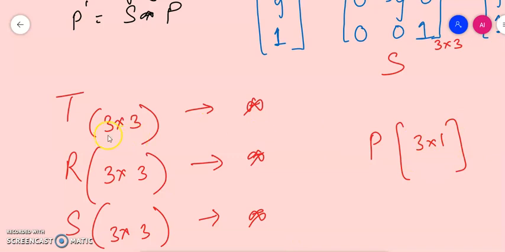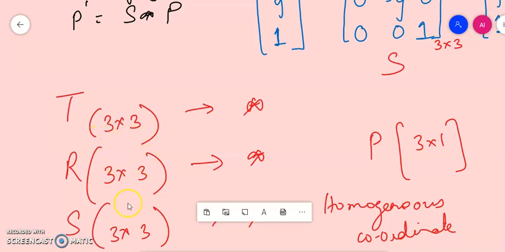So this is the change that we have done when we are talking about homogeneous coordinates, and that is the beauty of homogeneous coordinates. It is going to make uniform operations and uniform sizes of the matrices. I hope you have understood the concept of homogeneous coordinates.